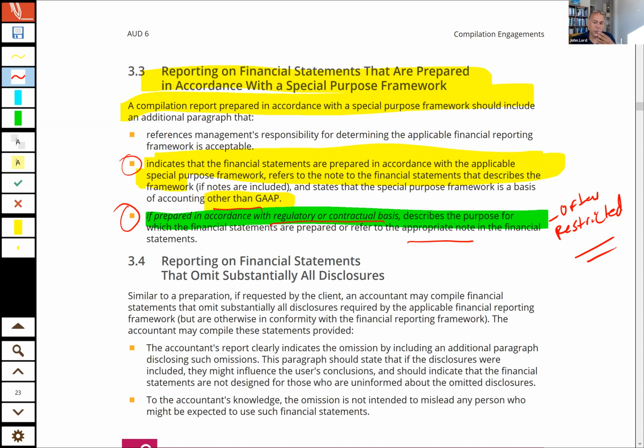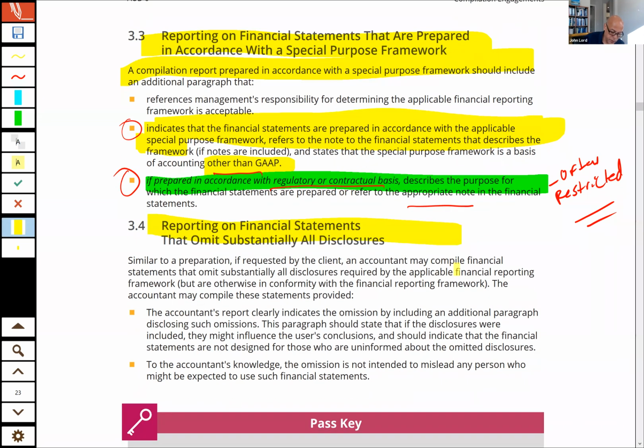But for the most part, when you see regulatory or contractual requirements, those statements will be restricted, and that's the case even if you're auditing those statements. Okay, now if statements omit substantially all disclosures, it is okay to compile those statements because sometimes their use is going to be very basic and they don't need the litany of GAAP disclosures with those statements.